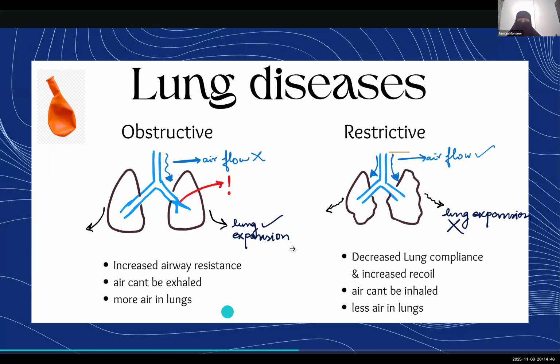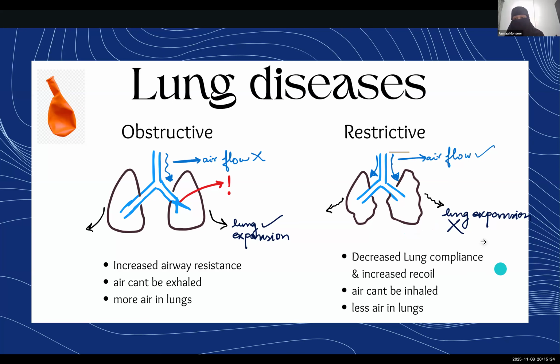Okay? Now, the restrictive diseases have a problem in the lung parenchyma itself. The lung is not able to expand. So, when the lung is not able to expand, this means that there's a problem in this part of the balloon, all right? When the lung is not able to expand, this means that there is less air coming inside the lungs when you're inhaling. And if there's less air inside the lungs already, you'll be able to exhale less air, right? So in the spirometry, when you're exhaling, there will be less air coming outside. Why? Because there is less air inside in the first place for restrictive diseases. Do you get what I mean?